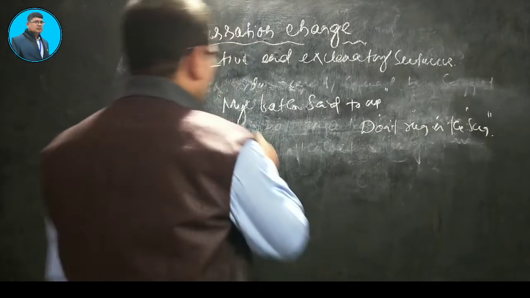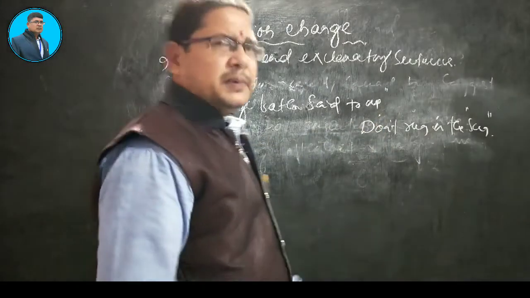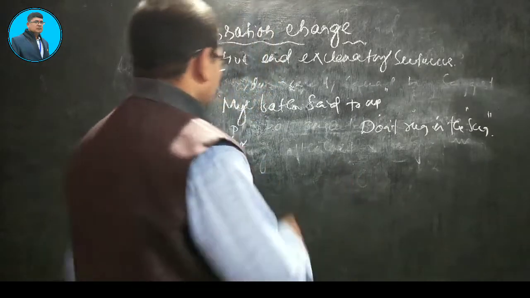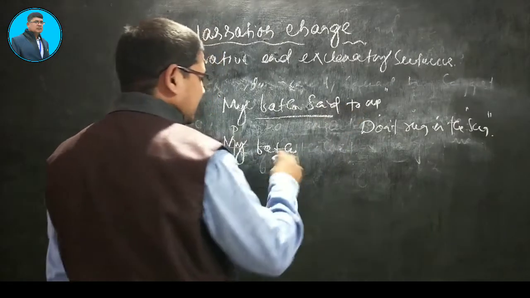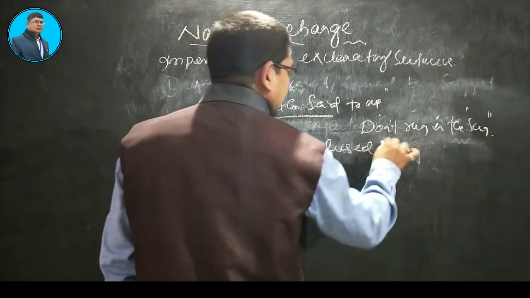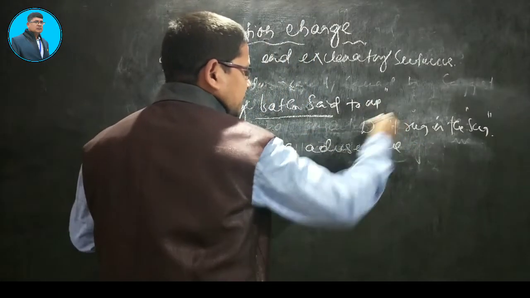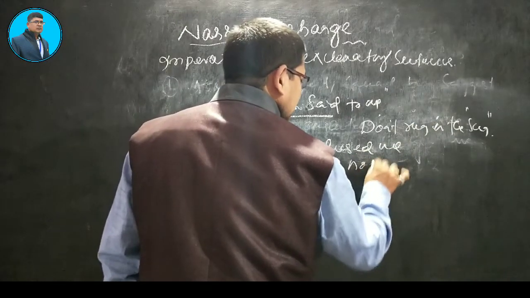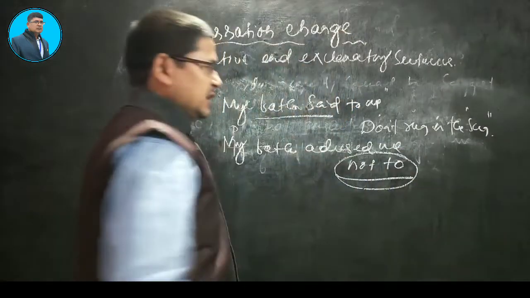Let me show you. My father said, don't run in the sun. That means my father is warning me, or advising me, you can say. So my father, in past tense, advised me. That much is completed. Advised me not to. Remember this structure: not to will be used.